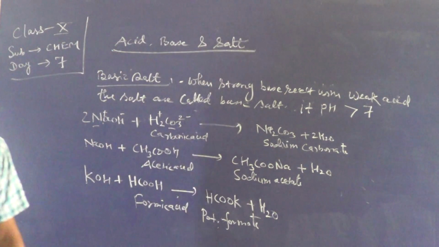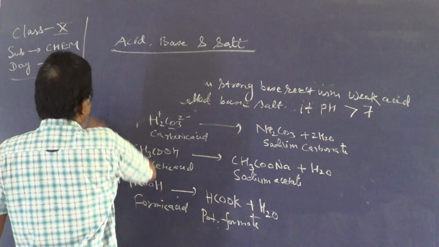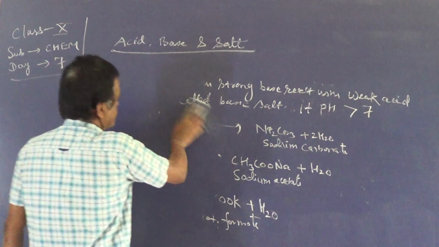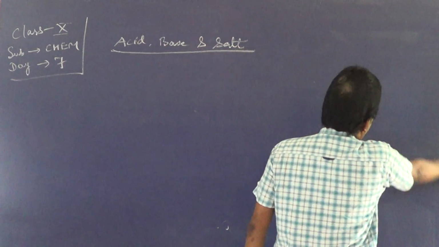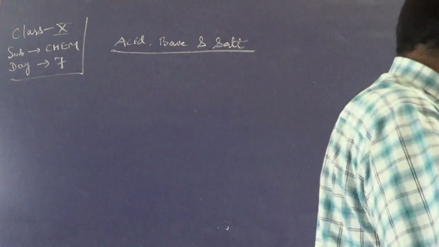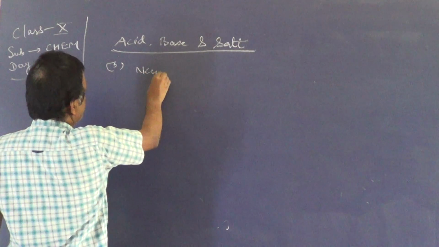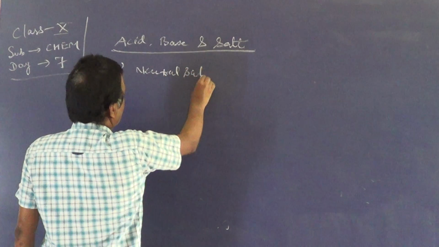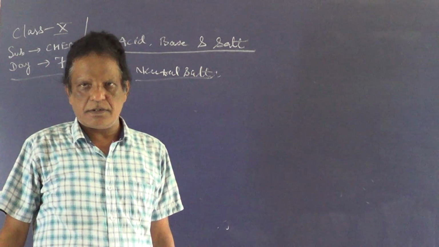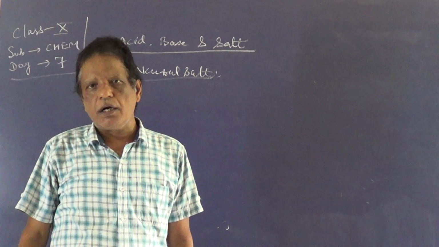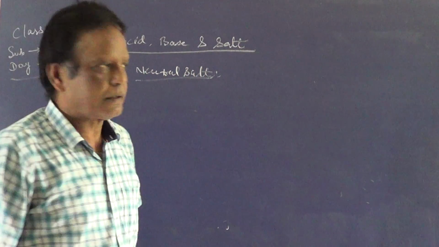Now come to the next salt, neutral salt. The third one is your neutral salt. What is neutral salt? When a strong acid reacts with a strong base, the salts are called neutral salts. Its pH is equal to 7.